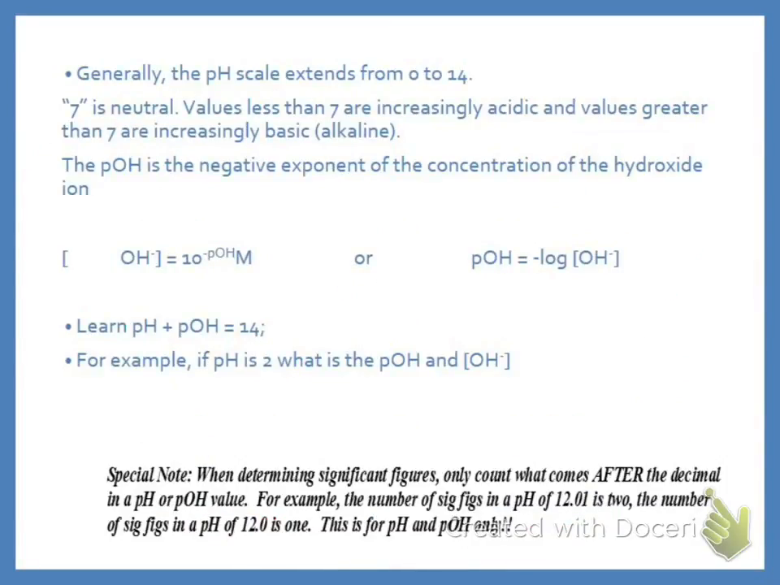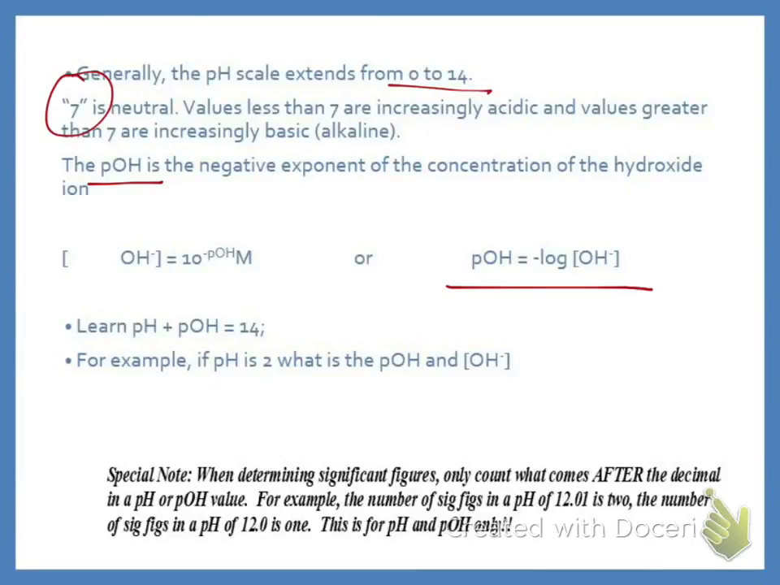When we're talking about the pH scale, it goes from 0 to 14. 7 is, of course, neutral. Remember, less than 7 is an acid, and greater than 7 is a base. We can also find hydroxide. The pOH is the negative exponent of the hydroxide concentration. So the negative log of the hydroxide would give us a pOH.